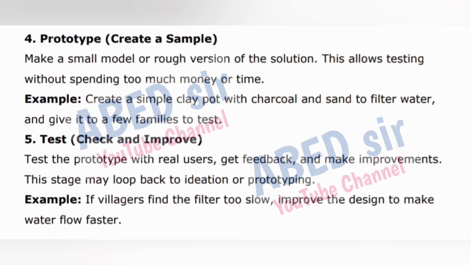5. Test, check and improve. Test the prototype with real users, get feedback and make improvements. This stage may loop back to ideation or prototyping. Example, if villagers find the filter too slow, improve the design to make water flow faster.